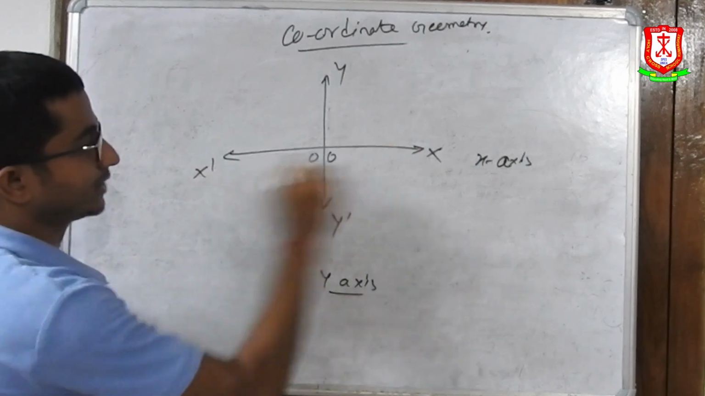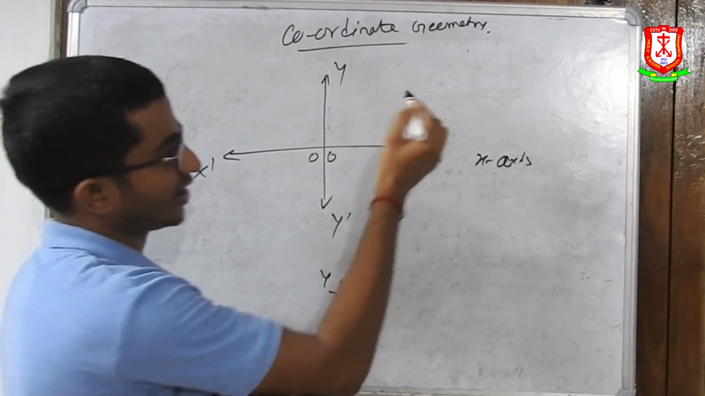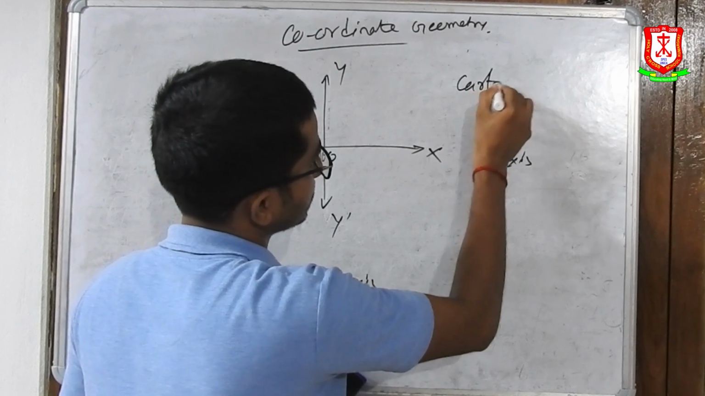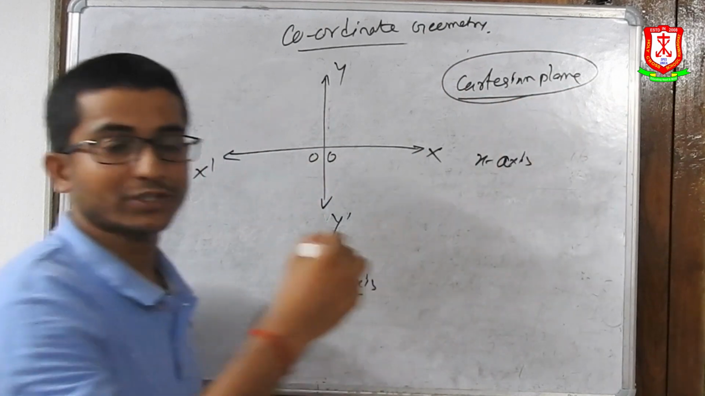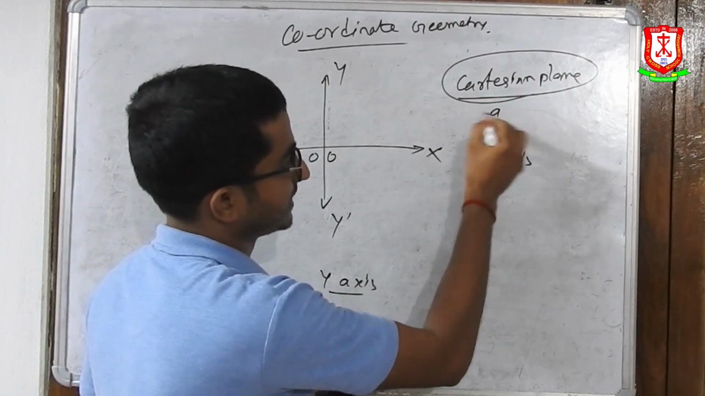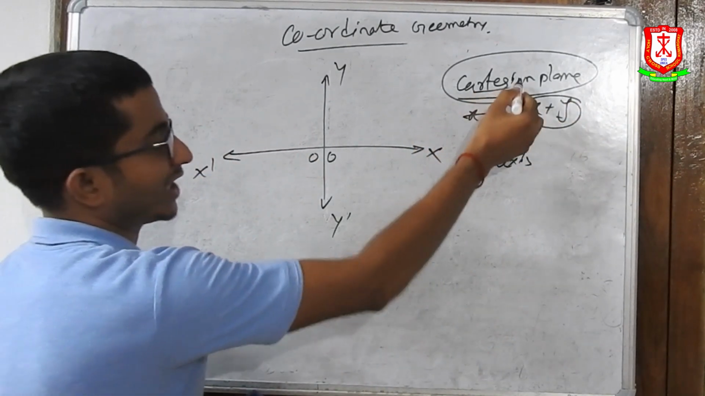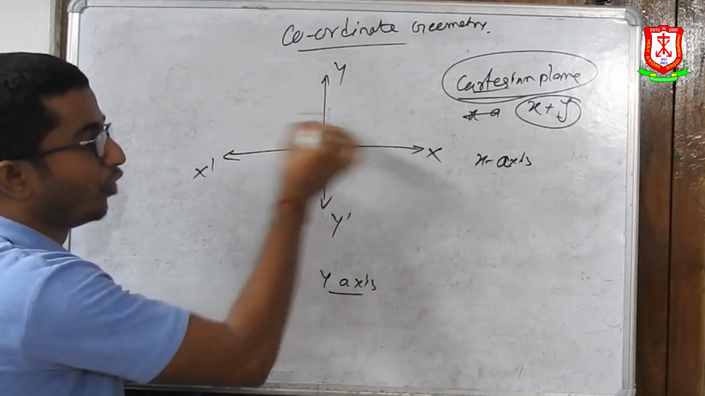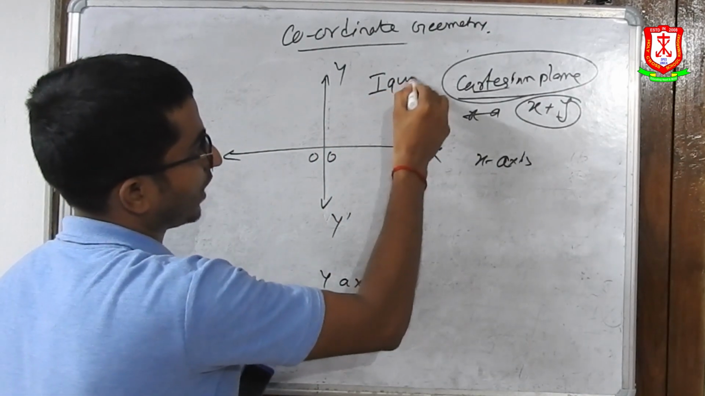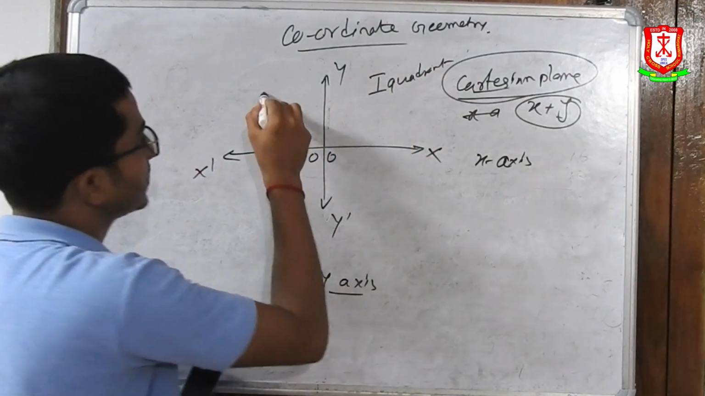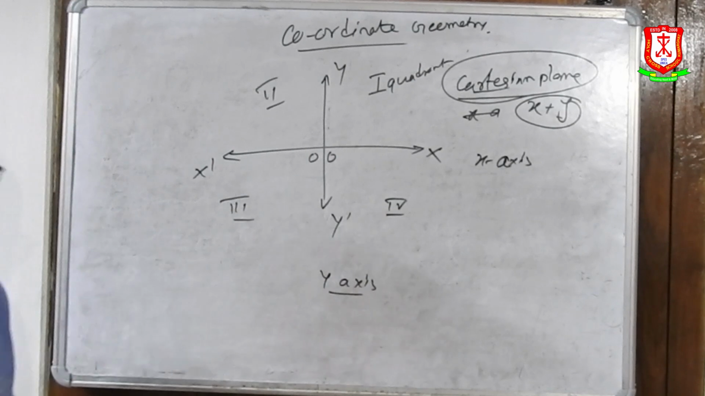If we see these two axes, the x-axis and y-axis divide the whole plane. It is called the Cartesian plane. The plane where both the coordinate axes are there, it means both the x and y-axis are there, is called the Cartesian plane. When it is divided into four parts, the first part is called the first quadrant, then the second quadrant, third quadrant and fourth quadrant.